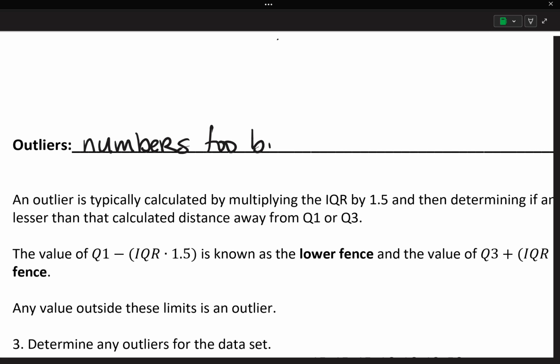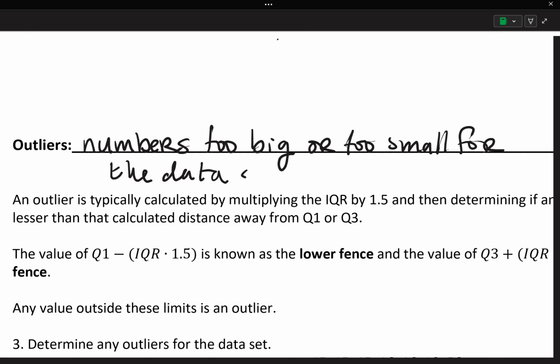Numbers too big or too small for the data set.